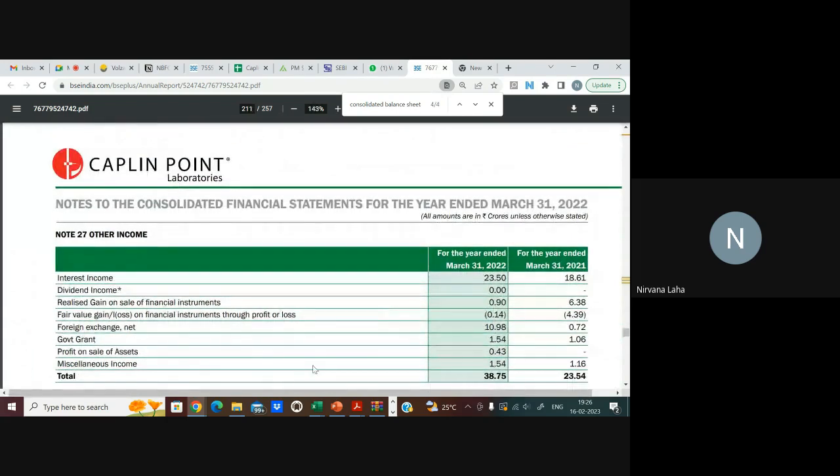Kunal, can you tell me how much interest income they earned in 2022? 23.5. Exactly, 23.5. And can you quickly do a calculation on 387 crores of deposits? If they earn 23.5, what is the rate of return for the year? Around 6.5 percent. Yeah, it's around 6%, right? You just divide 23.5 by 387.